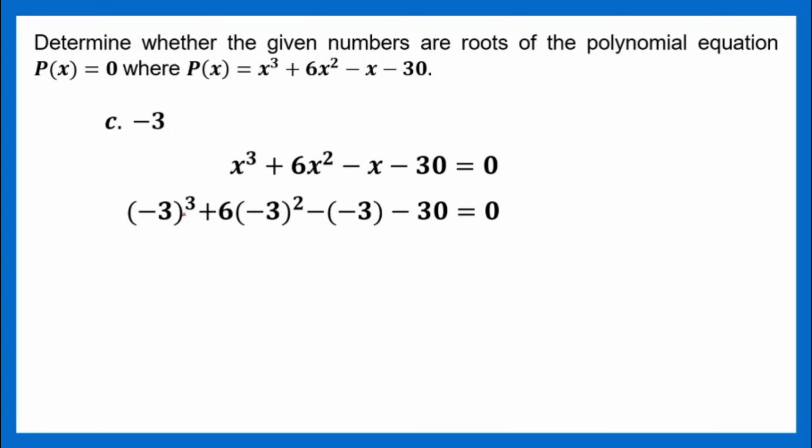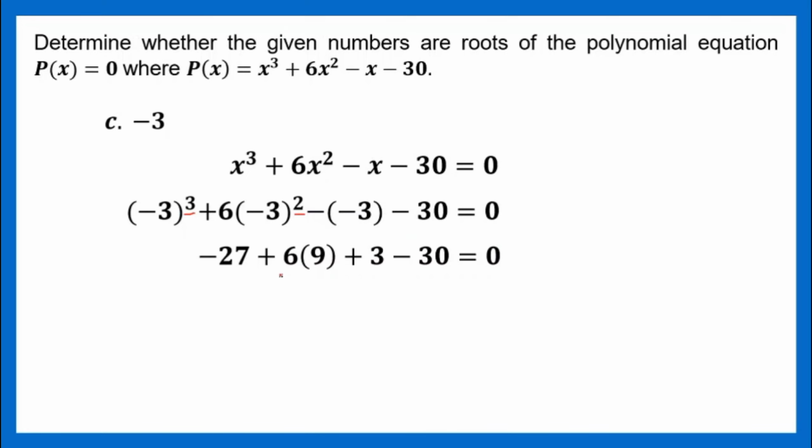Now, yung technique natin, odd and even. Kapag odd number, negative yung sagot. Kapag even number, positive yung sagot. That's why, etong negative 3 times negative 3 times negative 3, the answer is negative 27. Tapos ito naman, negative 3 times negative 3, the answer is 9. Ayan. Pero yung 6 nandun pa rin. Tapos negative times negative, naging positive. Minus 30 is equal to 0.